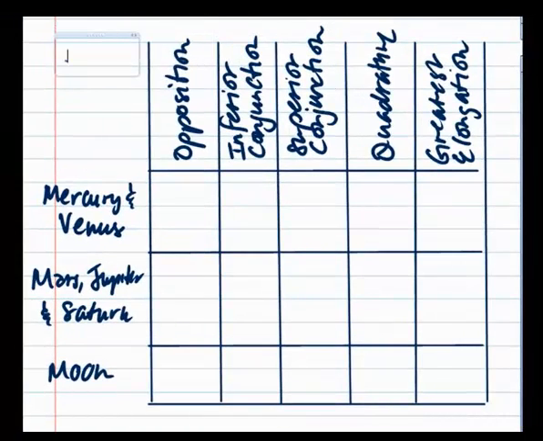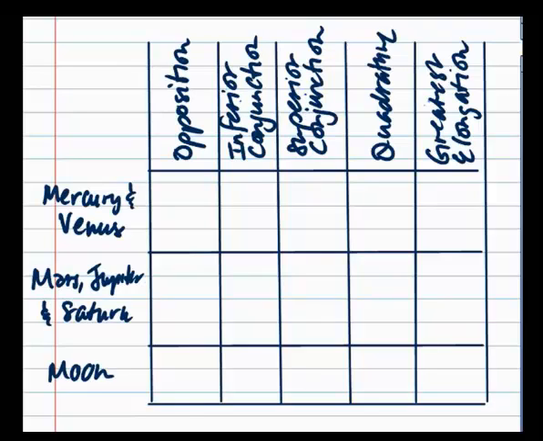Here you have a chart that is not shown in your textbook, but I would encourage you to get out a blank piece of paper or find a place in the textbook by which you can write this down. So you should pause the video now and write down this table. It shows Mercury and Venus, Mars, Jupiter and Saturn, the Moon, and then along the top here are our various things like opposition, inferior conjunction, superior conjunction, quadrature, and greatest elongation. Pause the video now if you want to copy down this table.